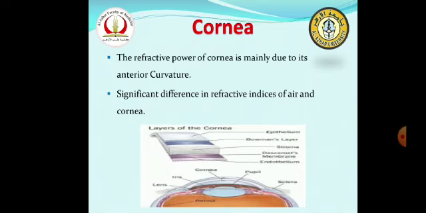The cornea. The refractive power of the cornea is mainly due to its anterior curvature and the significant difference in refractive indices of air and cornea.